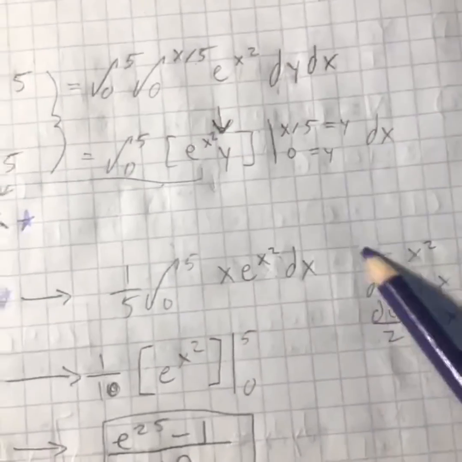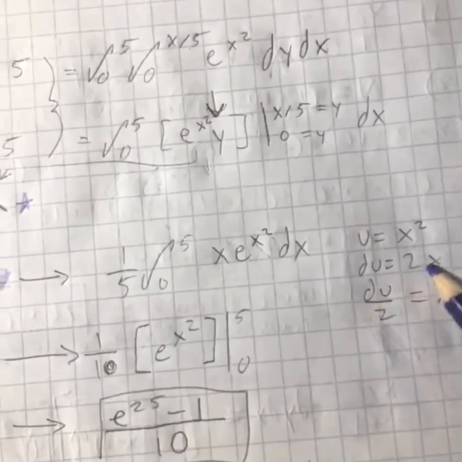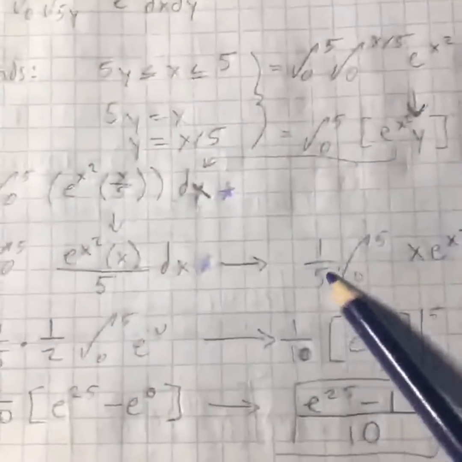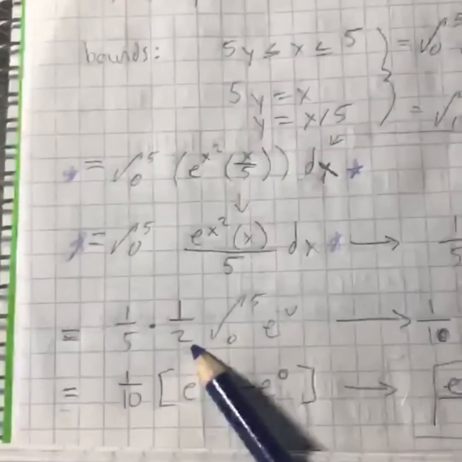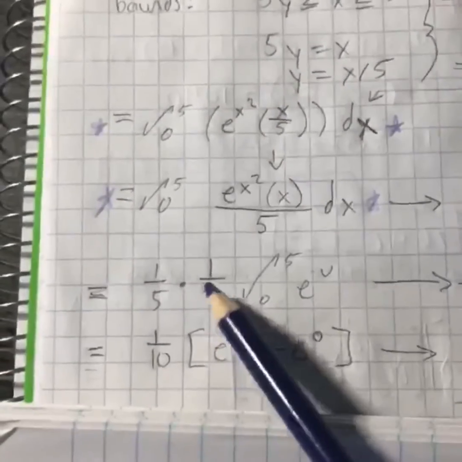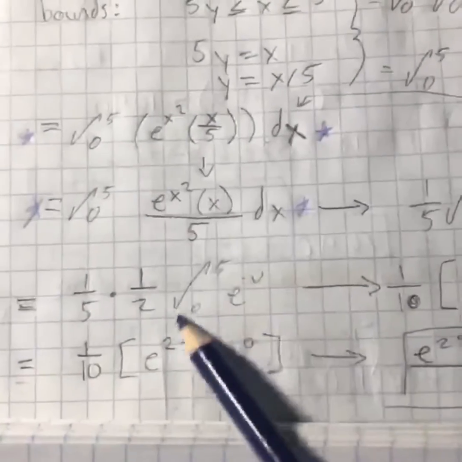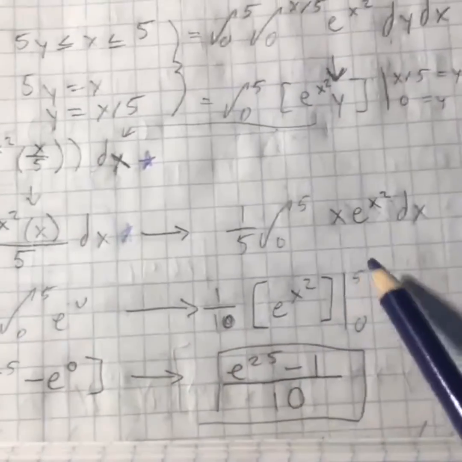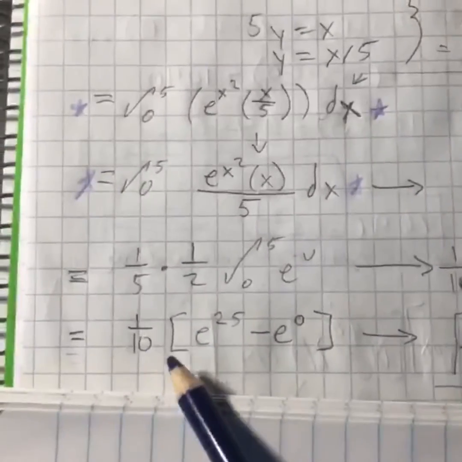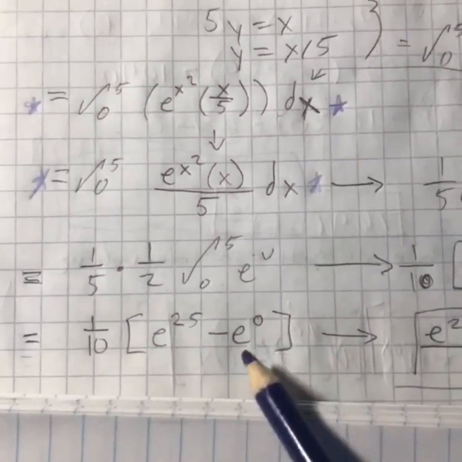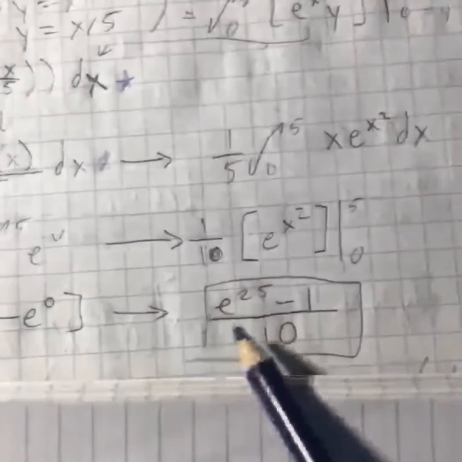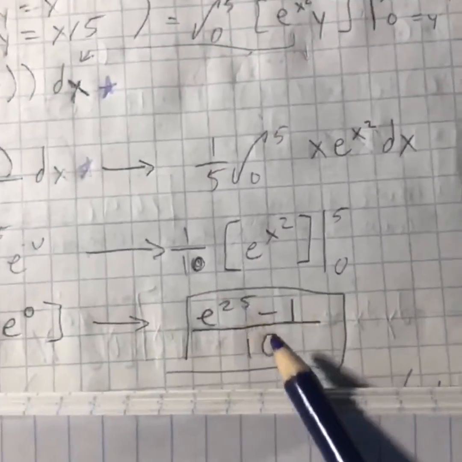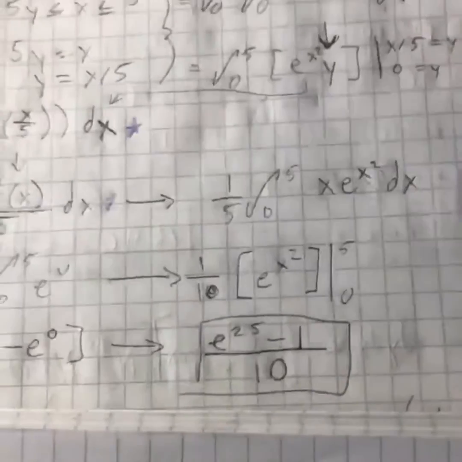We do u sub, u equals x squared, du equals 2x, du over 2 equals x. We also take out the 1/5, and then we also take out the half after. And then we just have this left to integrate. We have 1/10 e to the x squared with the bounds 5 and 0, which we plug in. We plug them in, 1/10 e to the 25 minus e to the 0, which is 1. And that's our answer, e to the 25 minus 1 over 10.